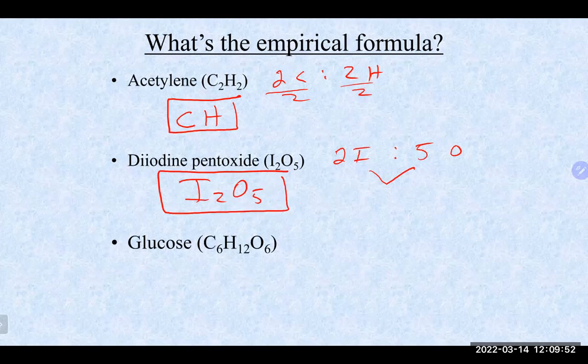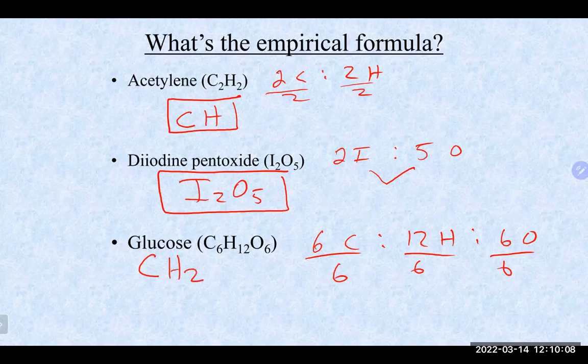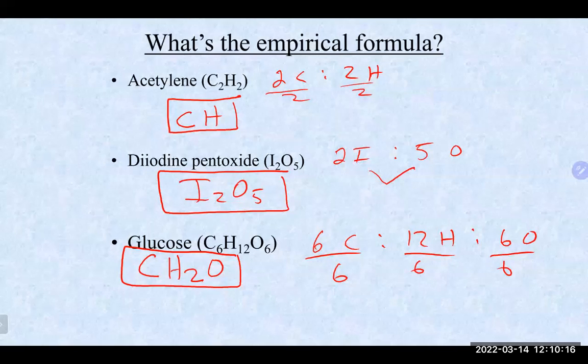And lastly, we got glucose there. We got 6 carbons for 12 hydrogens for 6 oxygens. We clearly could take everybody down by 6, or divide by 6. That would give us 1 carbon, 2 hydrogens, and 1 oxygen as our empirical formula. Any questions on how to get there?